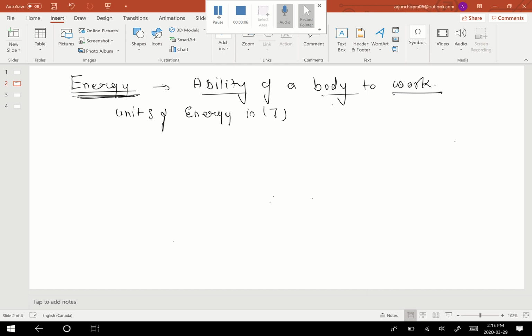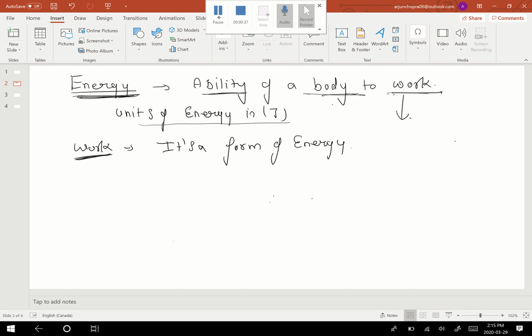The definition of energy is the ability of a body to do work, and the unit of energy is joules. Now, if I want to get into the details of this, let's first look into what work is. Work, if I look at its definition, is a form of energy. Let's look into how it's a form of energy. First of all, we can see that work and energy are literally one and the same thing. So let's look into how.